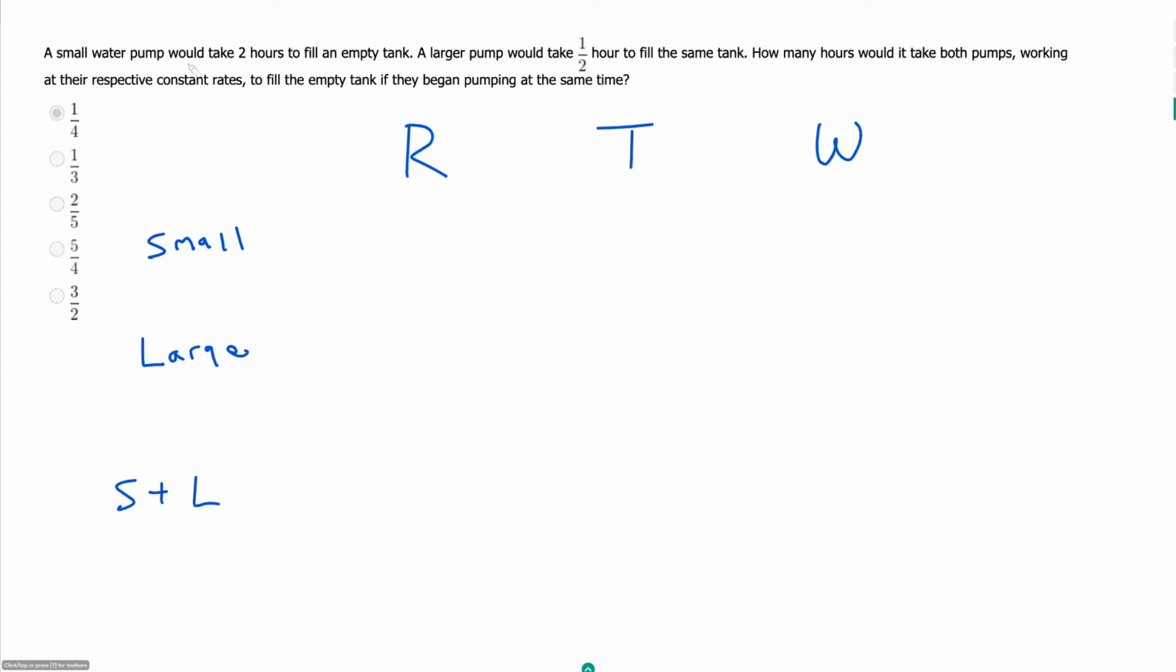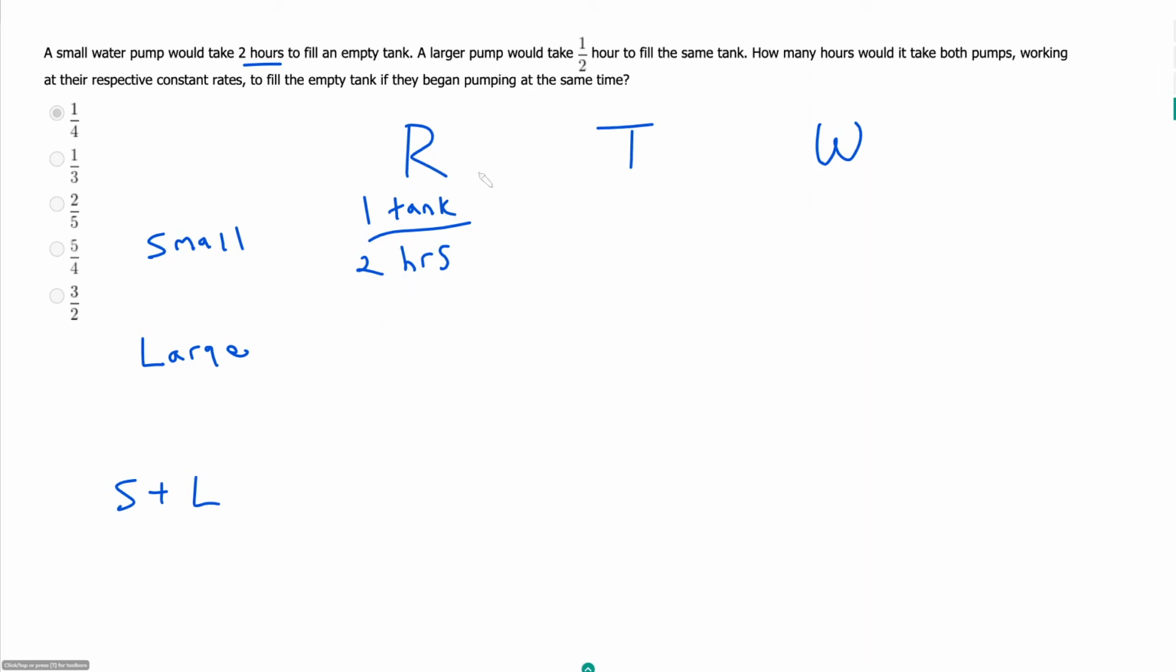And so here I know that it takes 2 hours for the small pump to fill the tank. And so it might seem like I should fill in 2 here for the time of my small pump, but I really don't think of this as a time. When I read this, I see a rate, but the rate is not 2 hours because hours is not a unit for rate. The rate for the small pump is 1 tank per 2 hours.